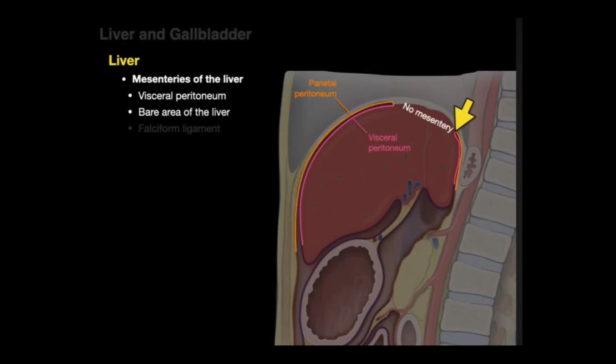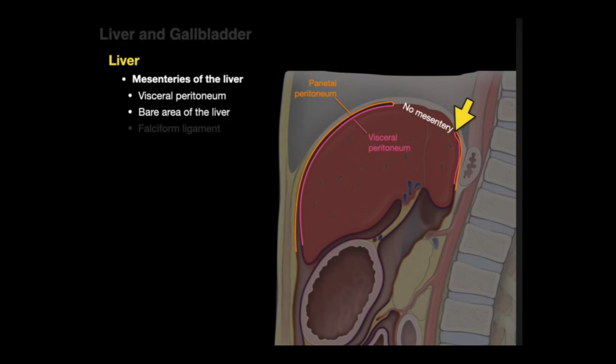Now, the liver is covered by two layers. First, you have the parietal peritoneum and the visceral peritoneum. Now, the problem is the liver has this bare area. This bare area isn't covered by either the parietal peritoneum or the visceral peritoneum itself. This happens because it's just a natural structure formed in the liver itself.